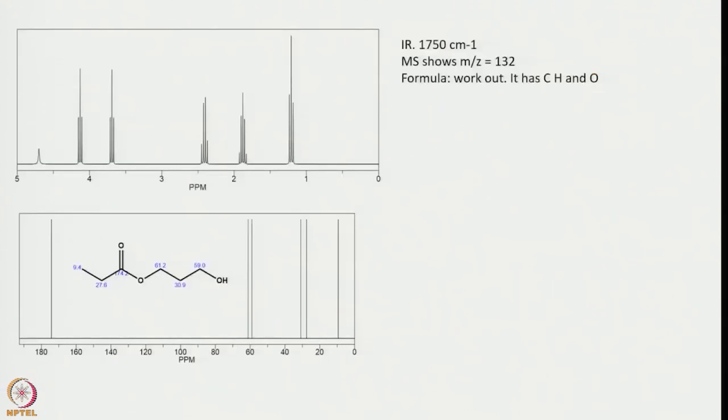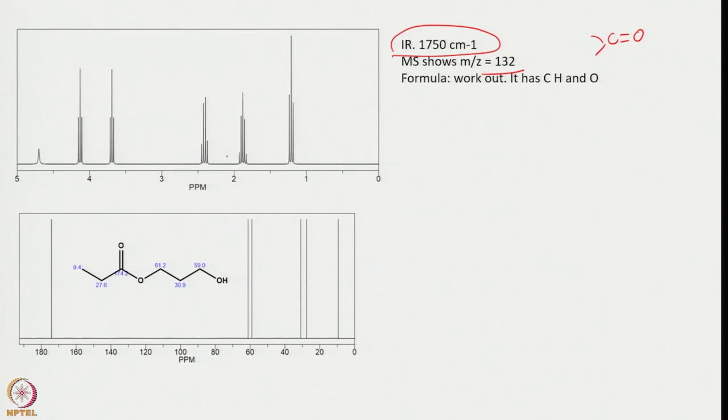All this information is not given, IR is not given. And if the IR value is also given here, IR shows a prominent peak at 1750, which means you can immediately think of having something like this. And then 132 is there, and the formula should be worked out by looking into these things.